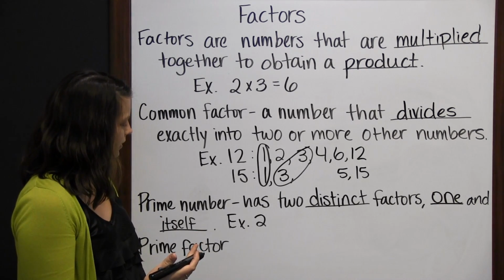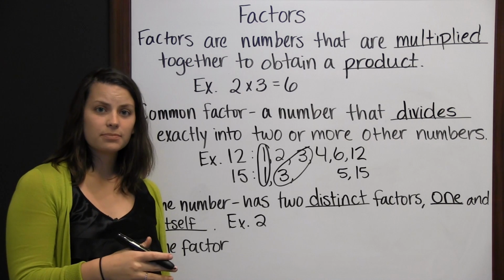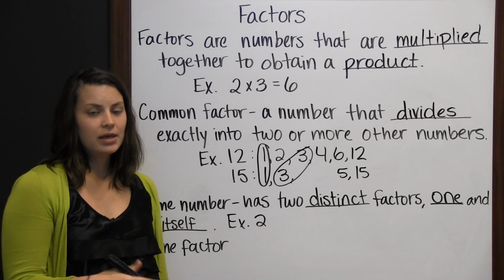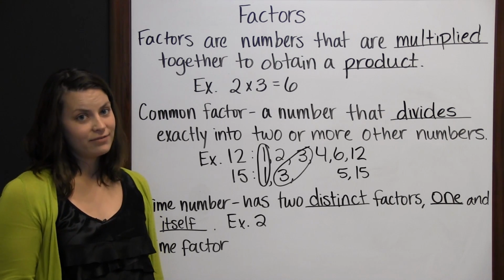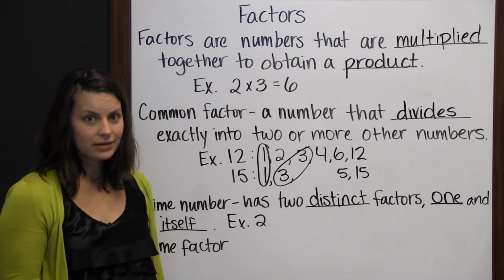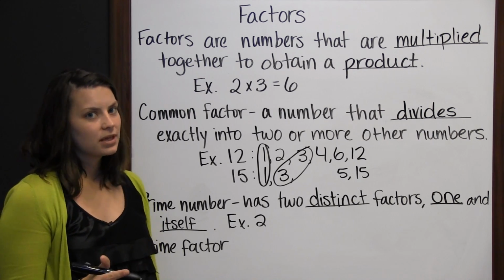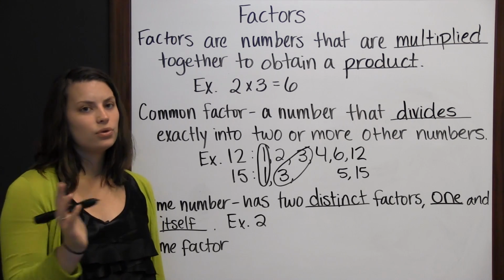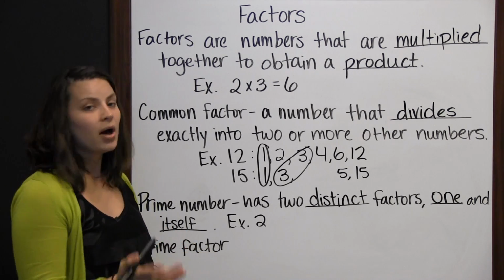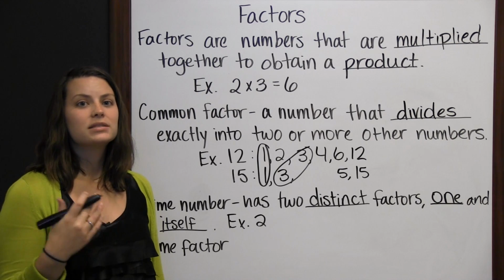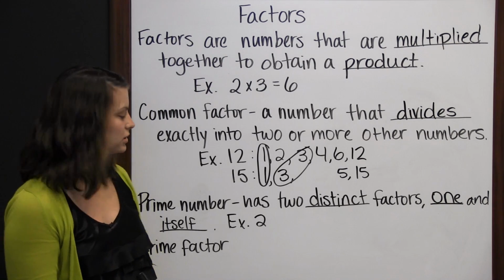Some people think that 1 would be the first prime number, but 1 only has one factor, 1. 1 times 1 is 1. So 1 is commonly thought of as neither prime nor composite. A composite number being a number that has more than 2 factors.